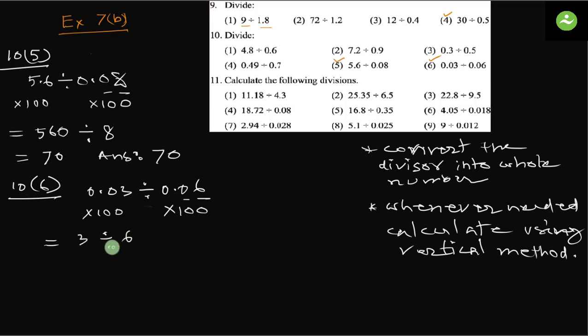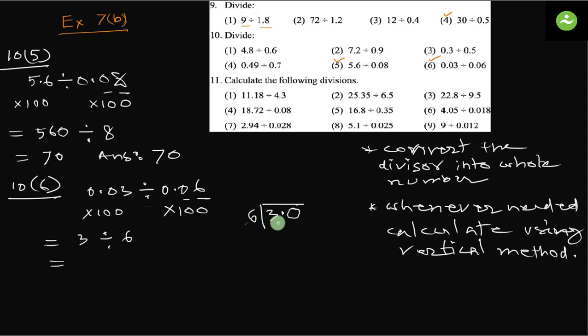How do we divide this number? We need to follow the vertical method so that we do not make a mistake. So the first thing we do, we change the dividend into a decimal number or decimal fraction. So 6 divides 3. We convert it to a decimal fraction, means 3.0.